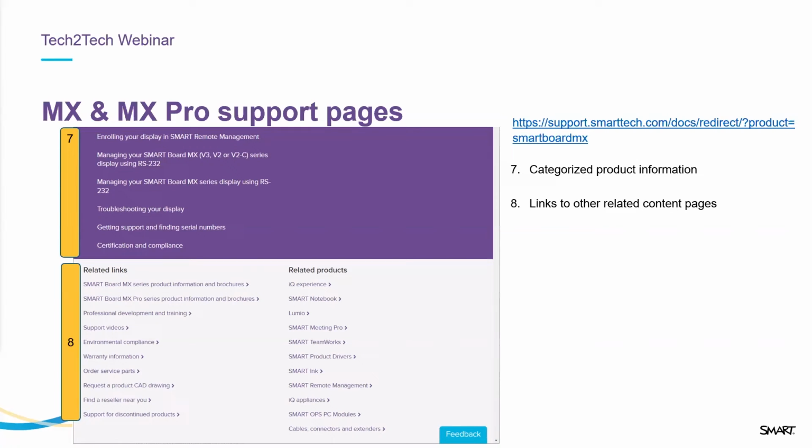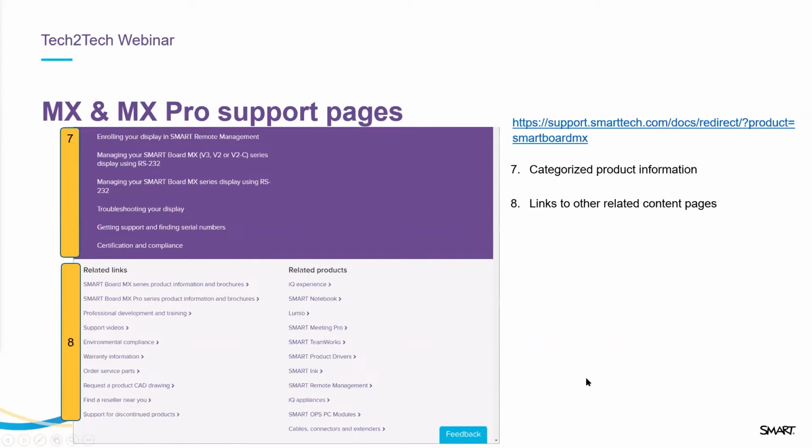Again, we have a gray area below it with links to related contents. And you'll notice that the related content on this page is different than the related content on the home page. Here we have related links that are to specific product documents, brochures for the MX Pro. If you're an installer and you're looking for a CAD diagram of the product to put in an engineering diagram, you can request a CAD drawing to use for that purpose.